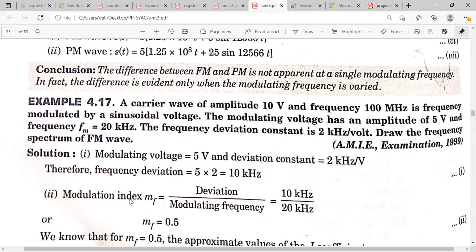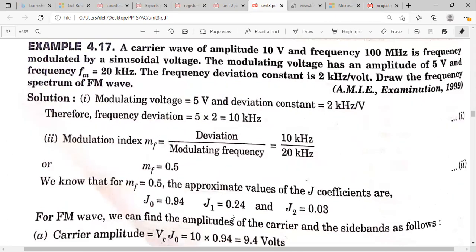And the modulation index you have to calculate. What is the modulation index? Frequency deviation divided by modulating frequency. If you substitute, you will get the modulation index. What will the modulation index be here? 0.5. So then you have to calculate the J coefficients.